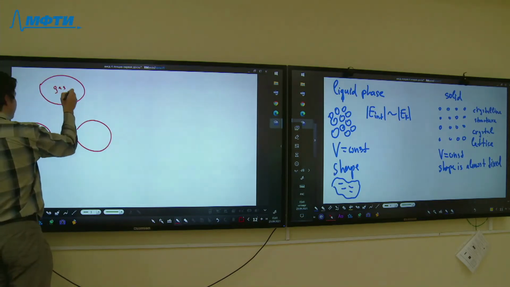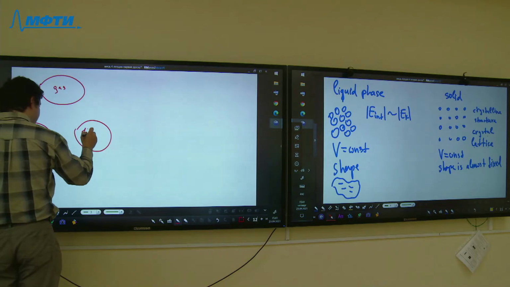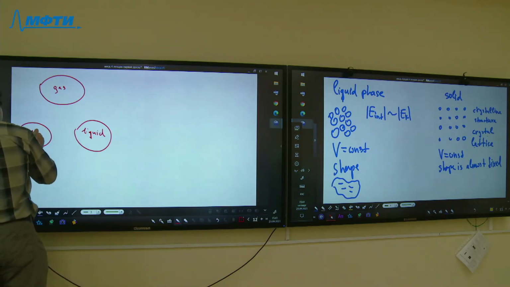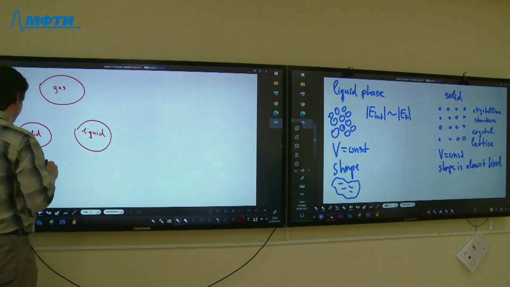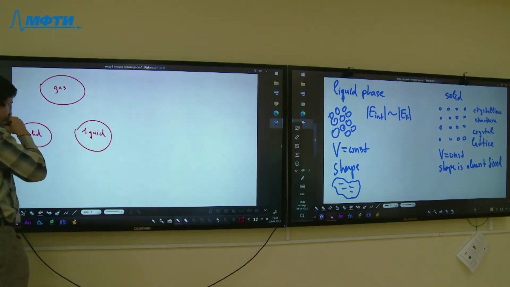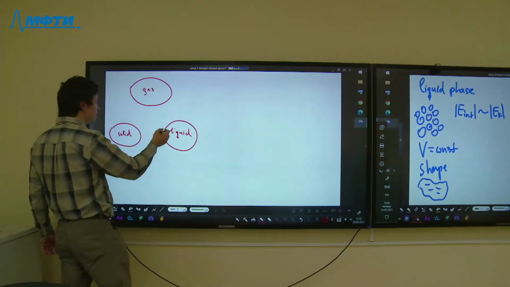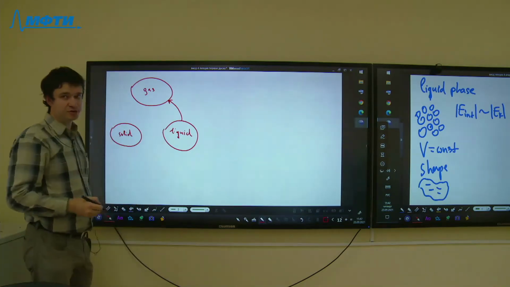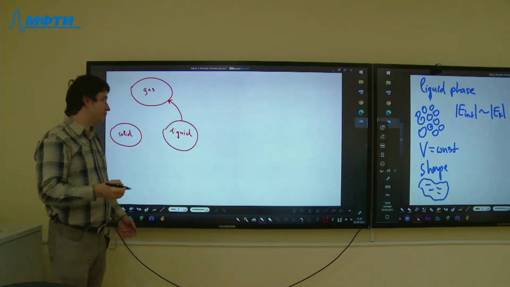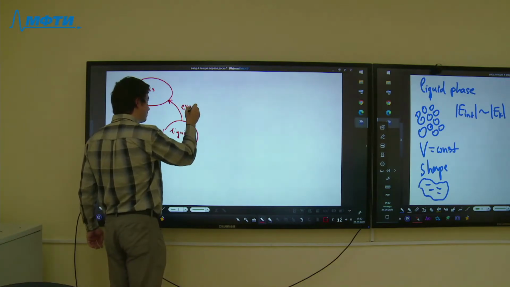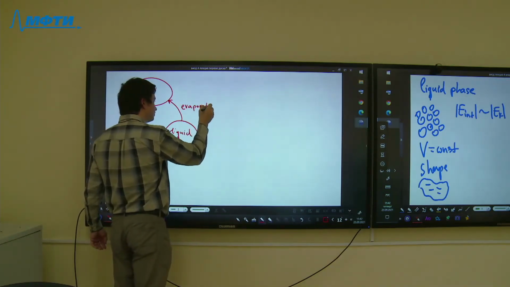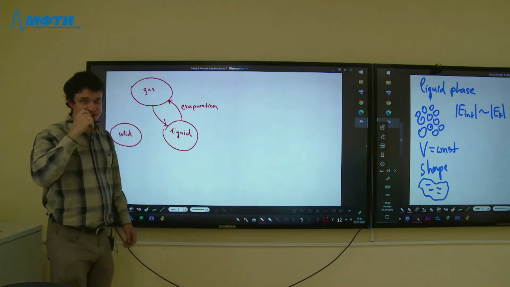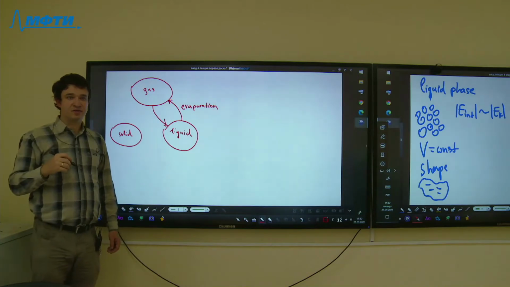So let's say we have gas, liquid, and solid phases. Okay. So when I go, the most simple one, from the liquid phase to the gas phase, how is it called? Evaporation. And when I go in the reciprocal direction? Condensation.